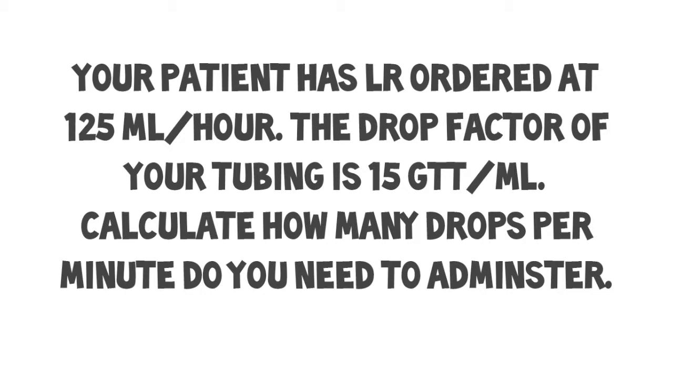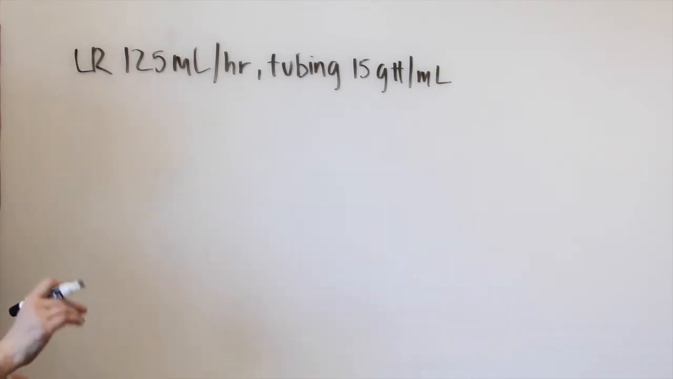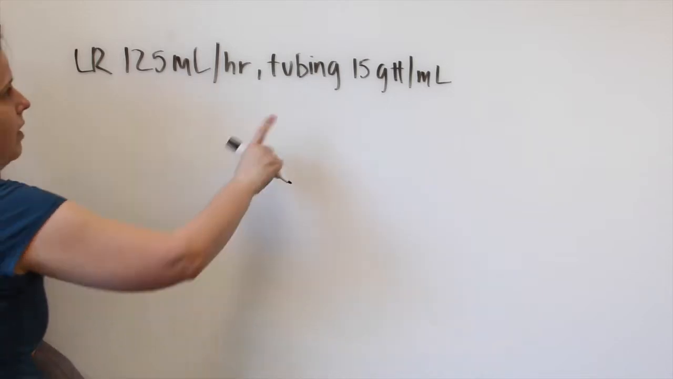So the first one, your patient has LR ordered. The order is LR 125 milliliters per hour, which is a very common order. You'll see this a lot in the hospital setting. LR 125 milliliters per hour, which is where I work, used across the board for everyone basically, unless you have some kind of allergy or something like that.